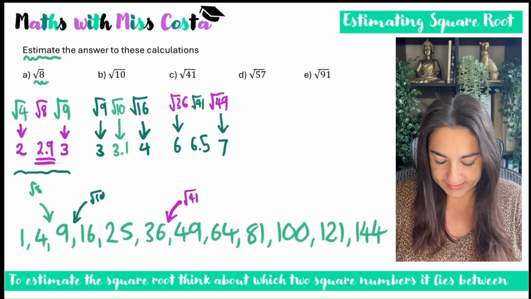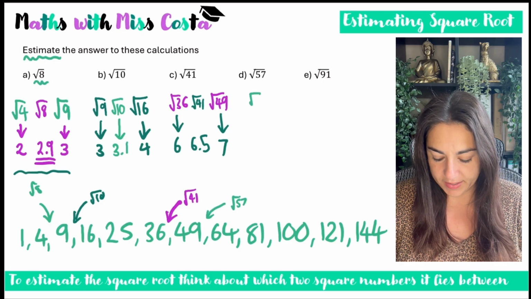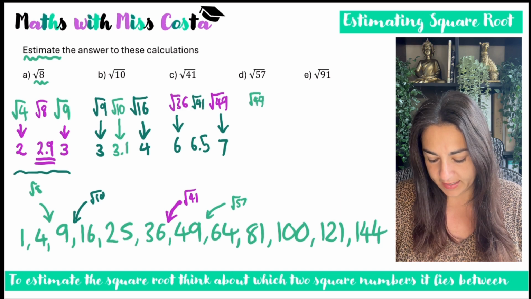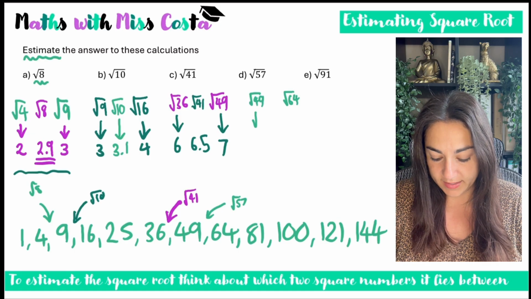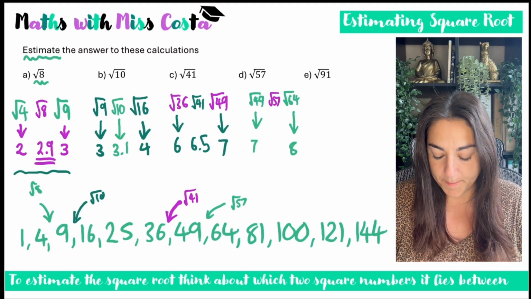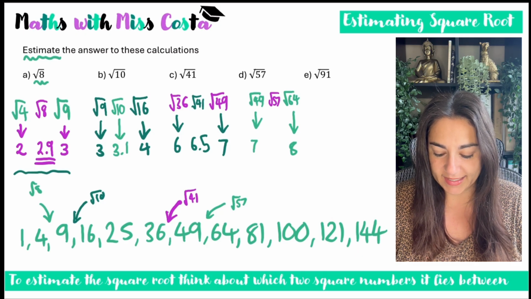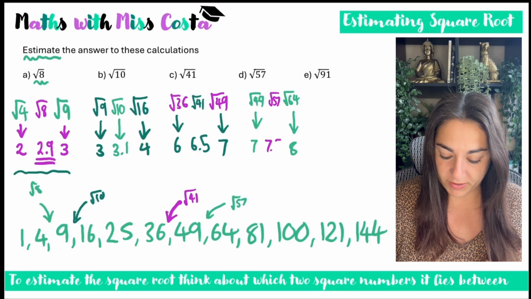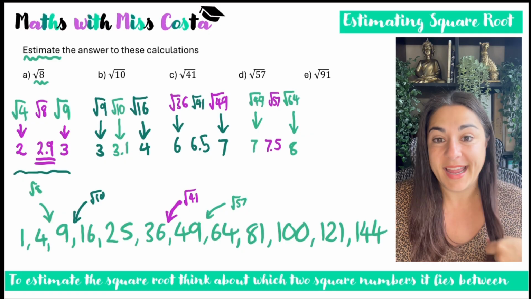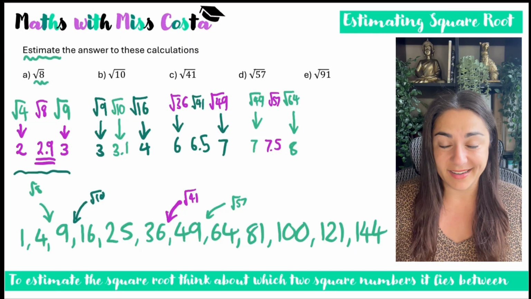Then we've got the square root of 57. So 57 is less than 64 and more than 49. So I'm going to put it here. So I want the square root of 49 and the square root of 64. Square root of 49 is 7. The square root of 64 is 8. So therefore the square root of 57, which again that's 8 above 49, and it is 7 below 64. So it's pretty much the halfway point. So something like 7.5 would be great. But again, anything kind of in between those numbers will be fine because it's an estimate.